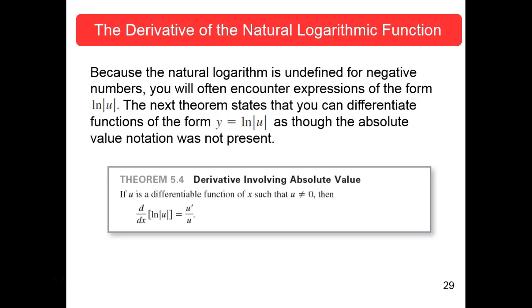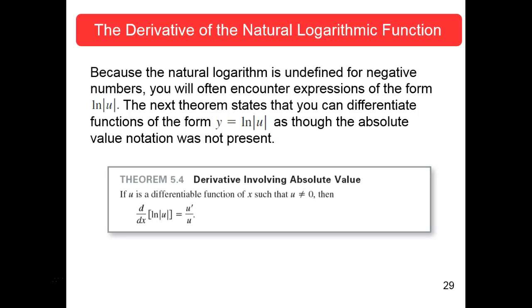The next theorem states that you can differentiate functions in that form as though the absolute value notation was not present. Whoa, how do you do that? Derivative involving absolute value. If u is a differentiable function of x such that u is not equal to 0, notice u can't be 0, then d by dx of the log of absolute value u is simply u prime over u.